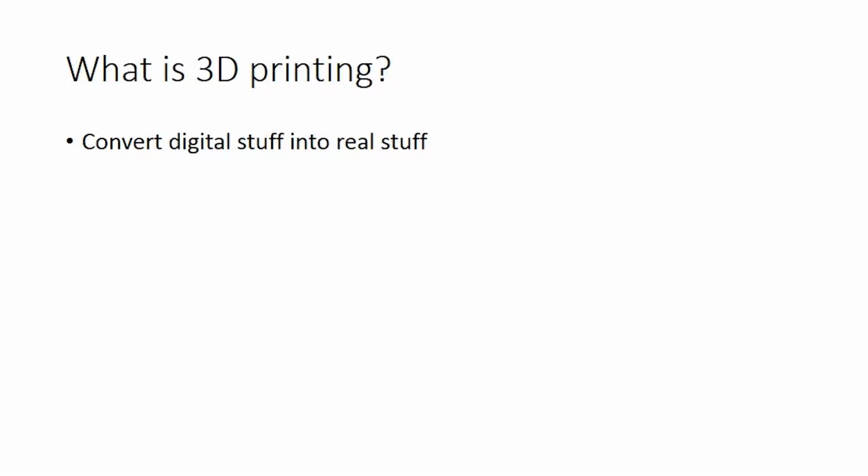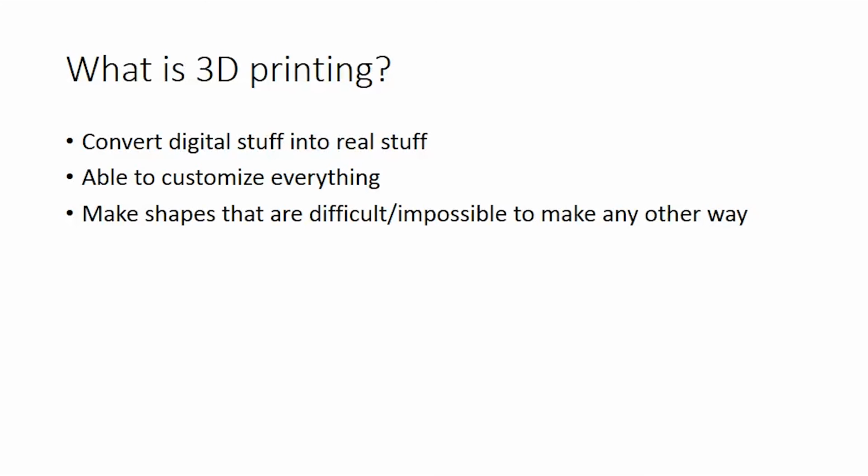Okay. So we're converting digital stuff into real stuff, and this allows us that same customizability. Every time we print something, we can change something about it. Printers are really fast, and we'll see what that allows us to do later. But there are some things that you can't really make any other way than using a technique like 3D printing.